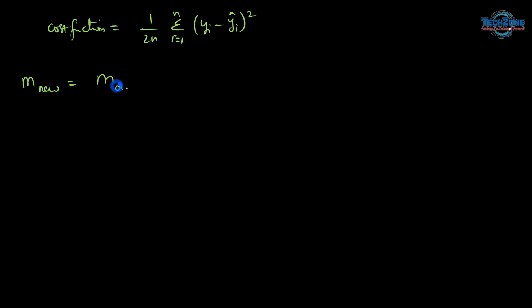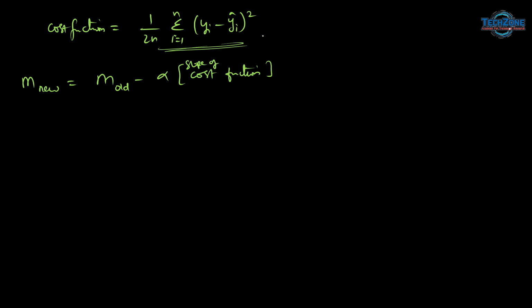Let me rewrite that. What was the cost function? Cost function was equal to 1 by 2n sigma i is equal to 1 to n, (y original value minus y predicted value) whole square, right? Okay, so our m new, that is new slope, should be equal to old slope minus alpha multiplied by the slope of this cost function.